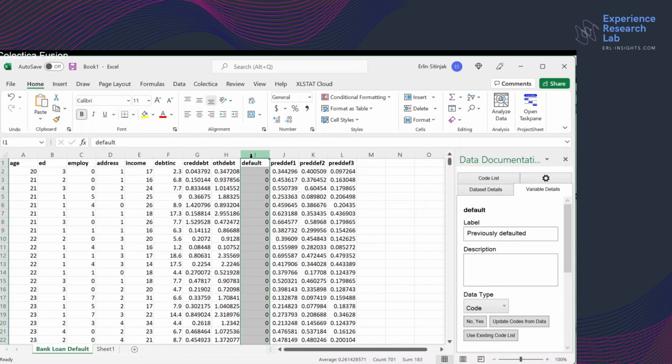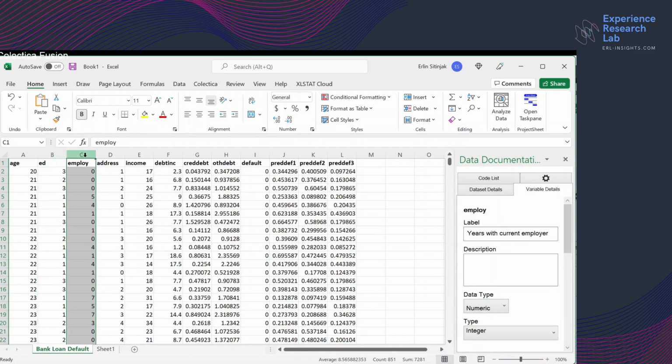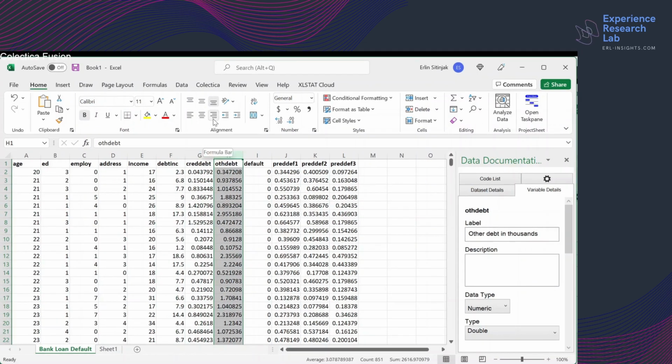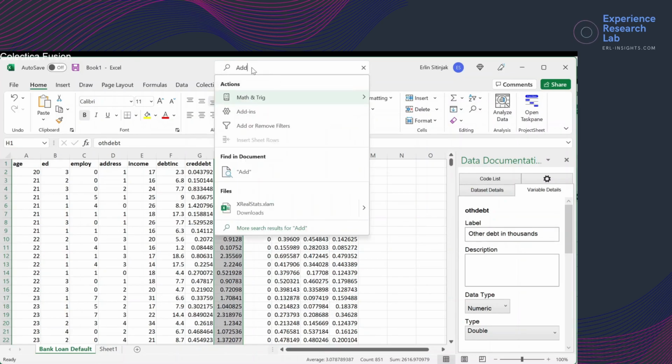So the objective of the binary logistic regression that I will run today is to predict the likelihood for people to default on their bank loans based on their age, level of education, years of working with the current employer, years of residing at the current address, household income, debt to income ratio, credit card debts, and other debts. To achieve the objective, I will type add-ins here.